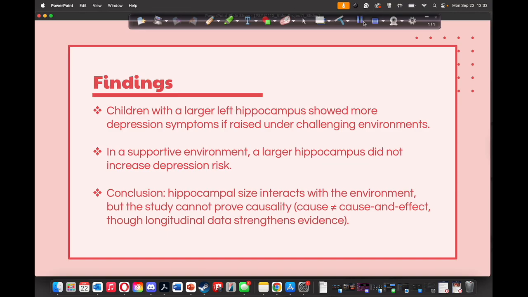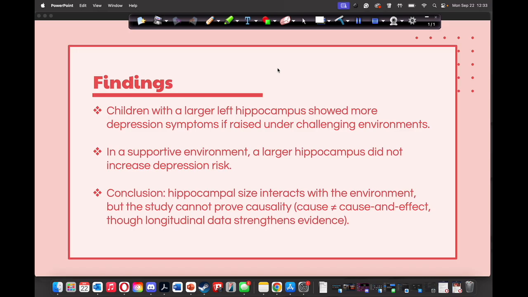So onwards to the findings. The study found that children with a larger left hippocampus showed more depression symptoms if raised under challenging environments. It also found that in a supportive environment, a larger hippocampus did not increase depression risk. And the conclusion of the study is hippocampal size interacts with the environment, but the study cannot prove causality.